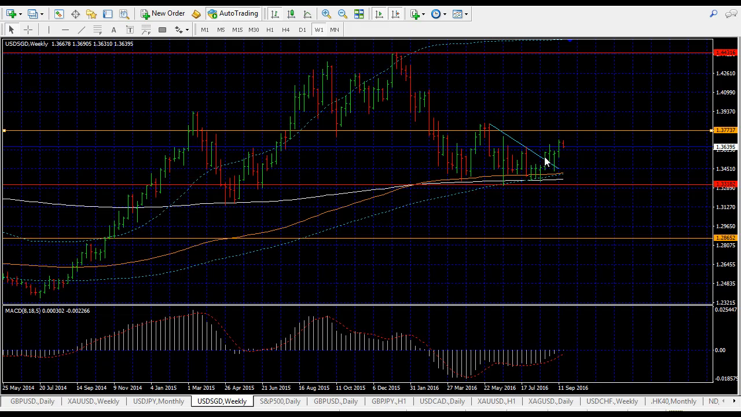But as for now, ever since it has broken through the trend line over here, we have been bullish for the dollar sing. Alright, so this is dollar sing.